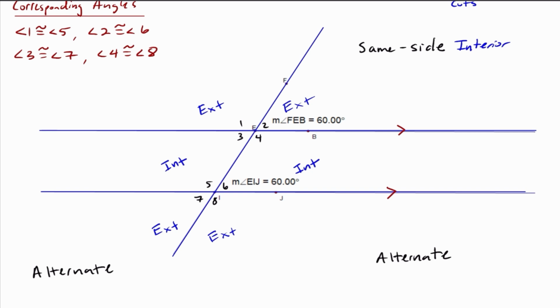Now I'm going to go ahead and make a note here. Same side interior angles are supplementary. And again, supplementary angles are two angles that add up to 180 degrees. So we can go ahead and make a note that angles 3 and 5 are supplementary. And we can also say the same thing for angles 4 and 6. They are supplementary.